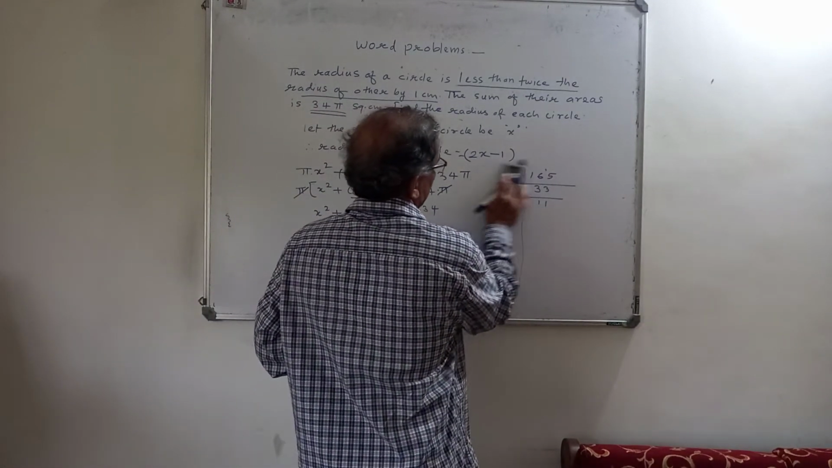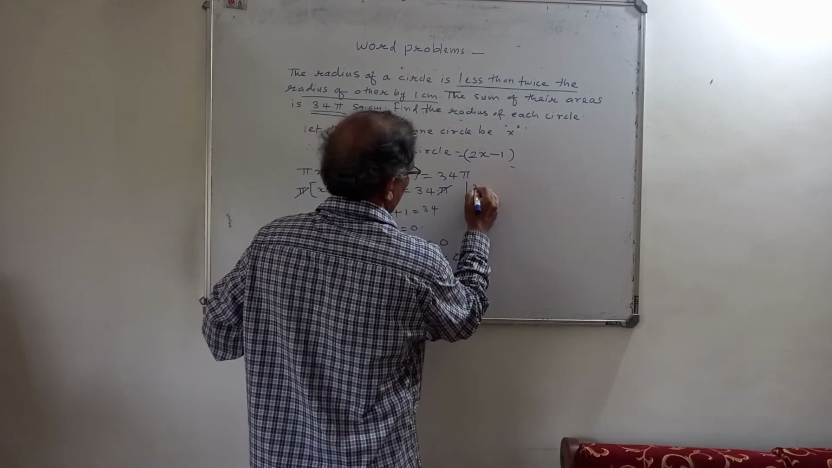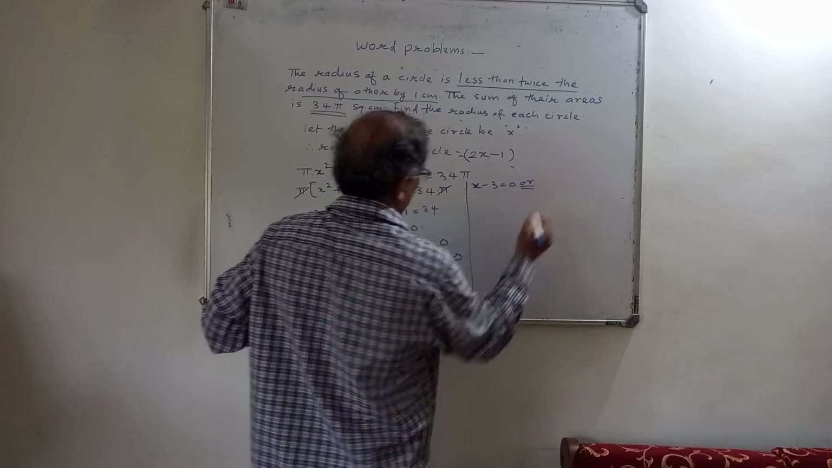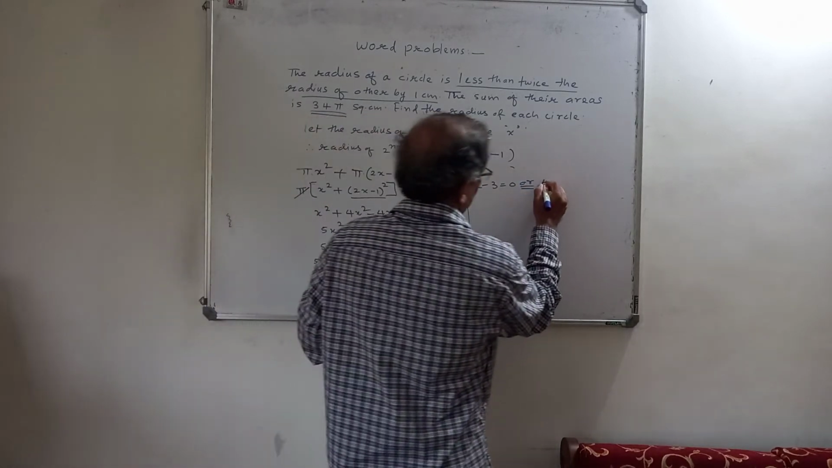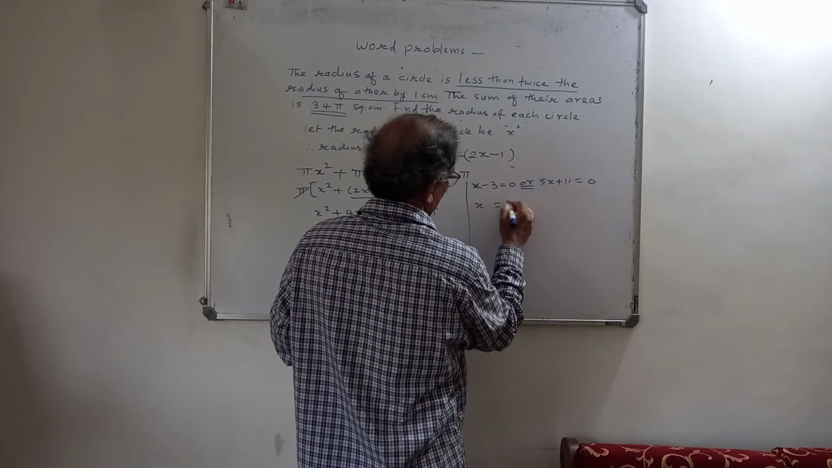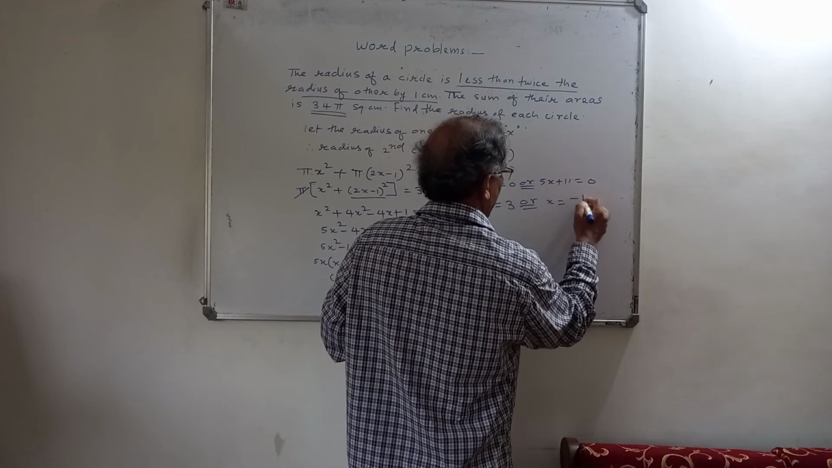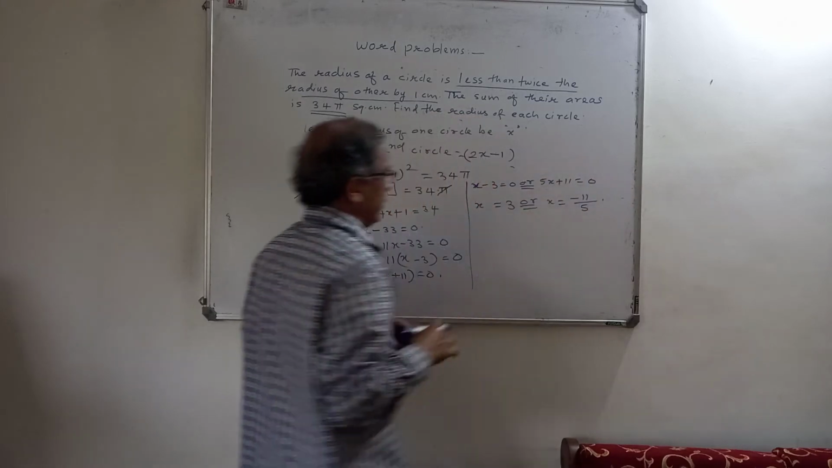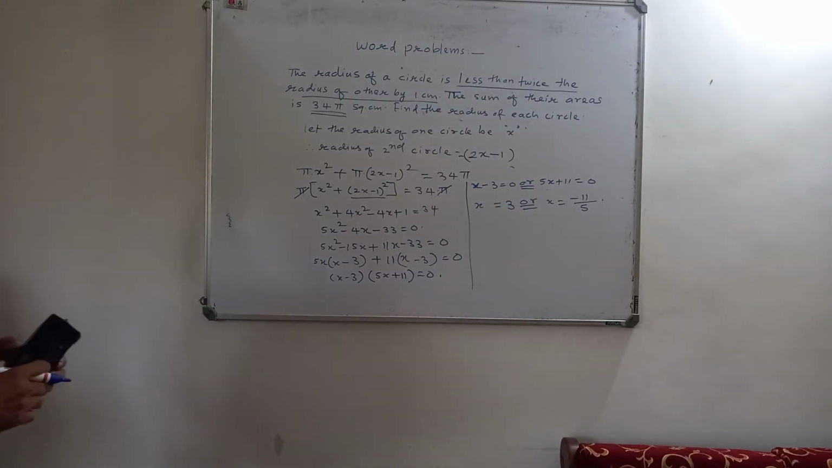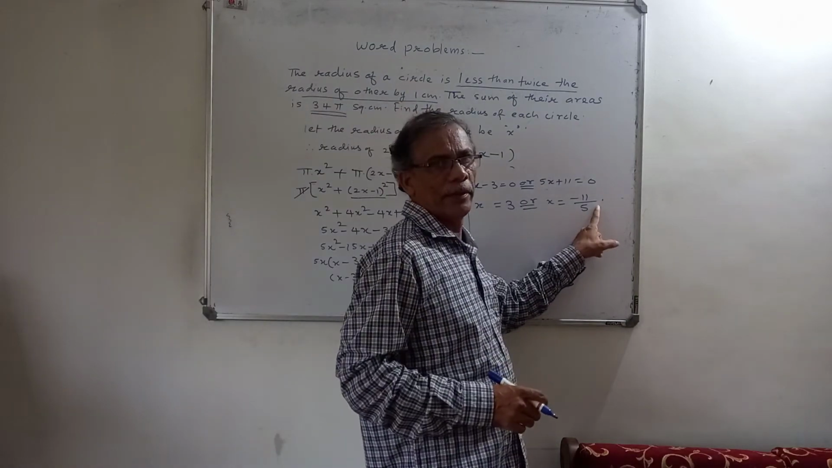Now you can see here, x minus 3 is equal to 0 or 5x plus 11 is equal to 0. So x is equal to 3 or x is equal to minus 11 upon 5. So what we are finding here is the radii, meaning the radius of each circle. The radius means length. Again, length cannot be negative, isn't it?